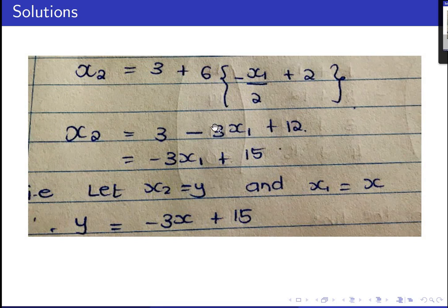So if I show you in a way that you're familiar with, we have that y equals negative 3x plus 15. This equation here is of the form y equals mx plus c. So that's how you get from parametric representation to non-parametric representation.